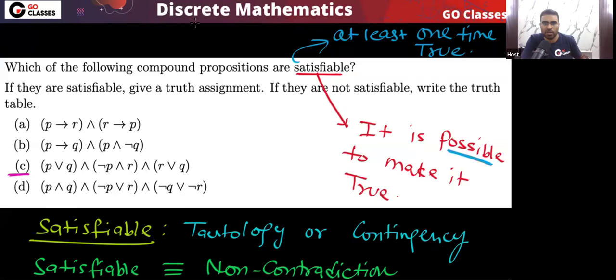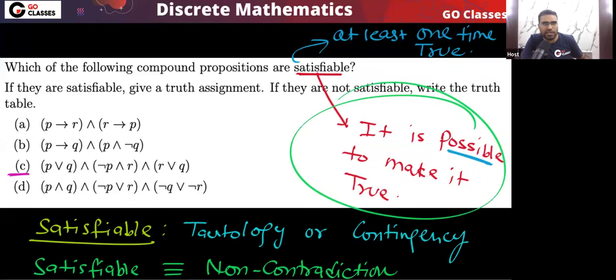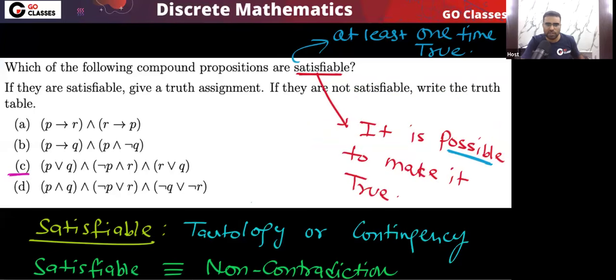Okay, very simple point. Satisfiable means not a contradiction. Satisfiable means you can make it true. There is at least one case where it is true. This is the definition of satisfiable. Satisfiable means not a contradiction, or I can say satisfiable means tautology or contingency.